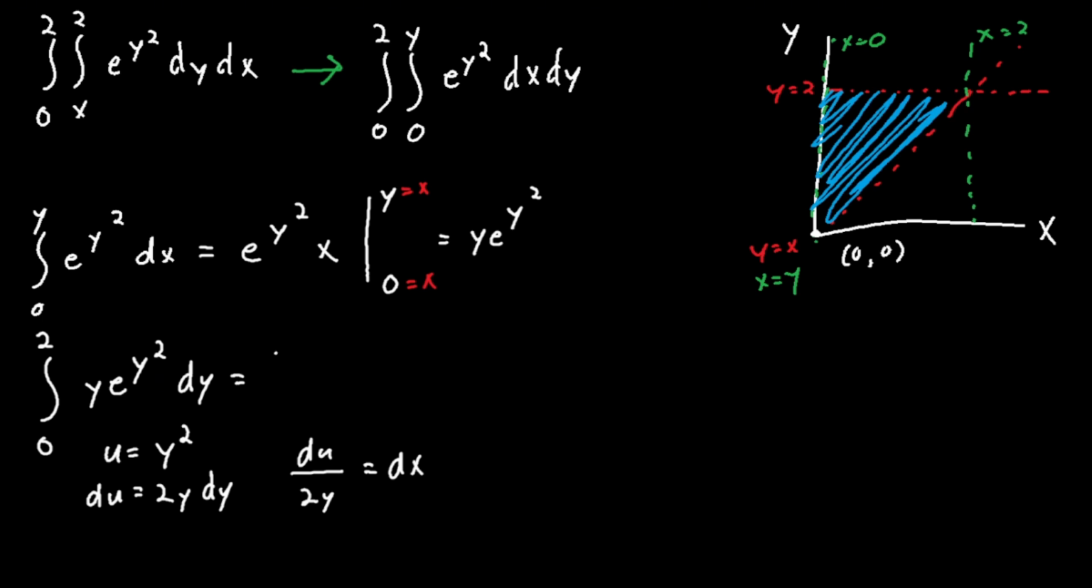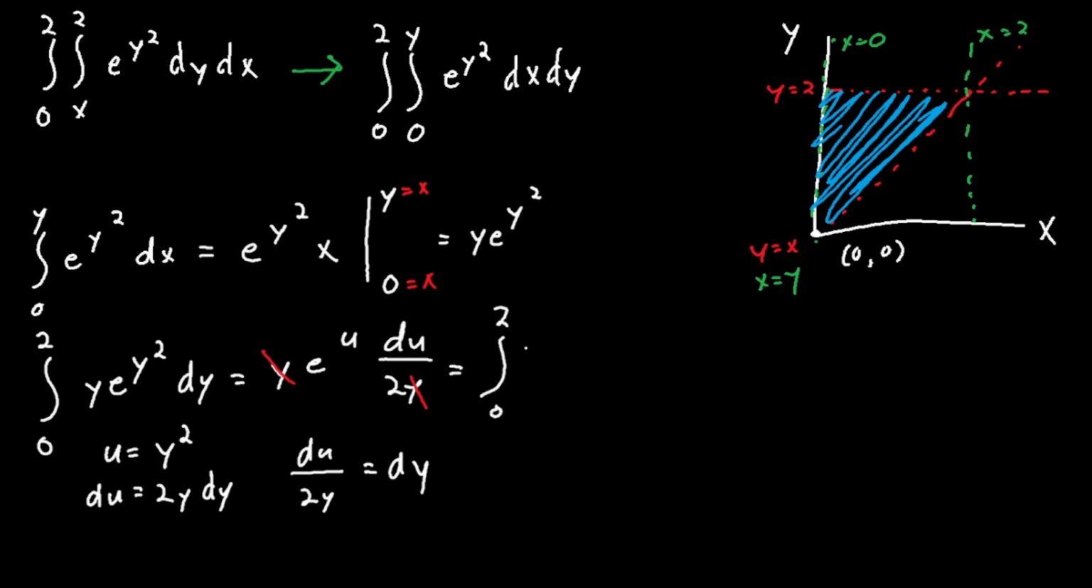Now if we write down y times e to the power of u, because y squared is equal to u, and dy is equal to du over 2y. And these y's cancel out, matter of fact. So you get left off with 1/2 e to the u.